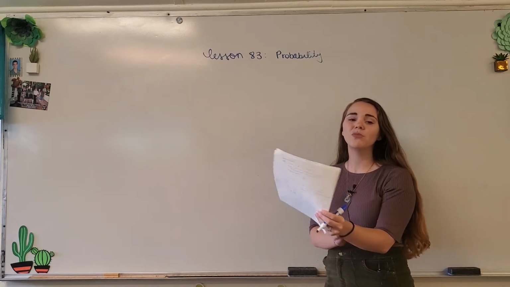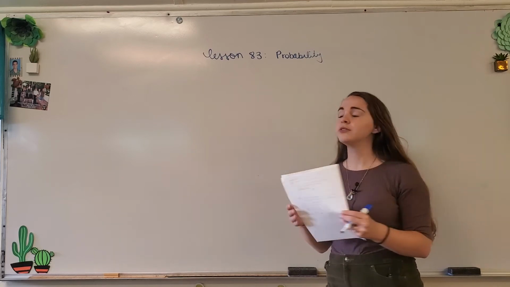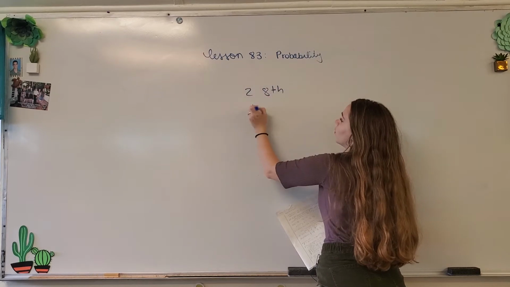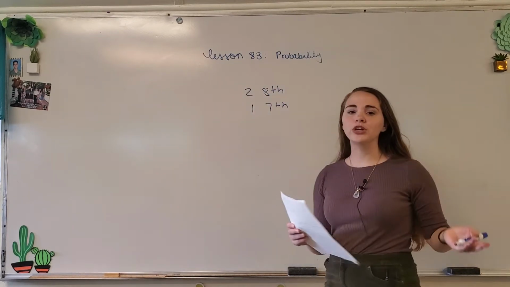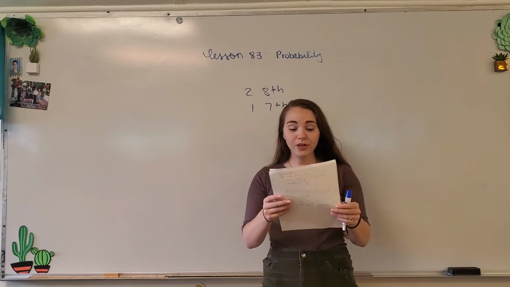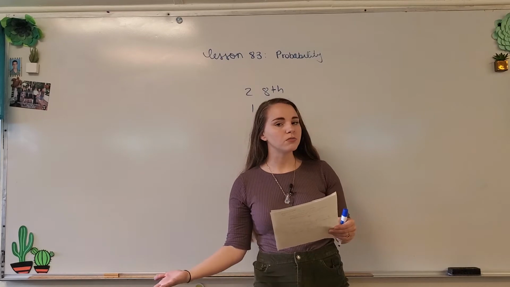Example 1, it's in your book. I didn't want to write it all on the board, I'll just read it. 2 8th graders and 1 7th grader. So I am going to write 2 8th, 1 7th. They want to go on a trip, but only 2 people are going to be chosen. So they ask, what's the probability that both 8th graders will go?